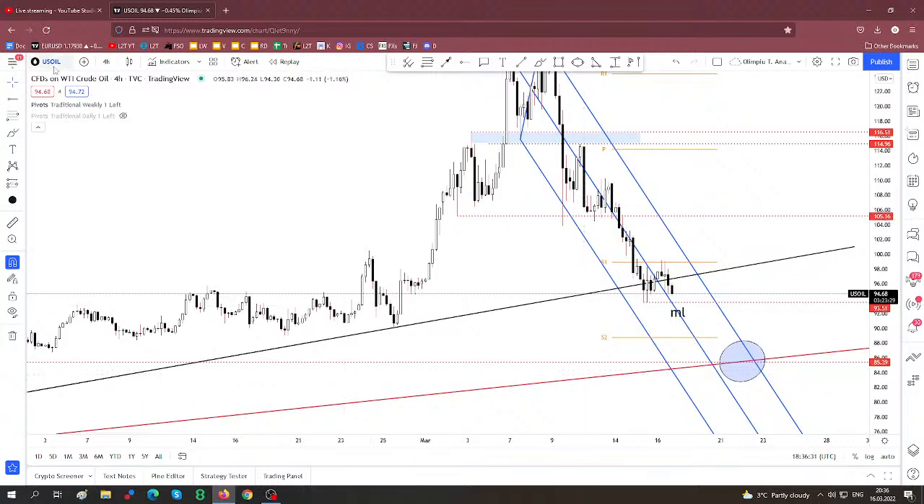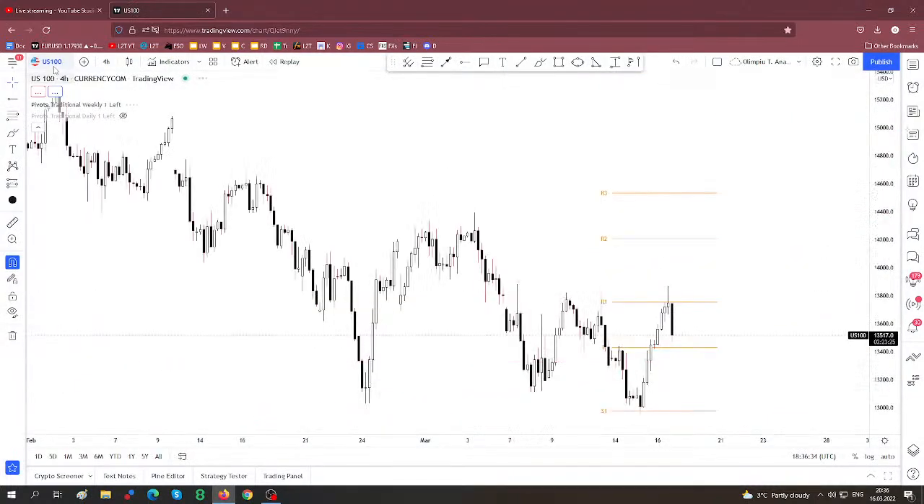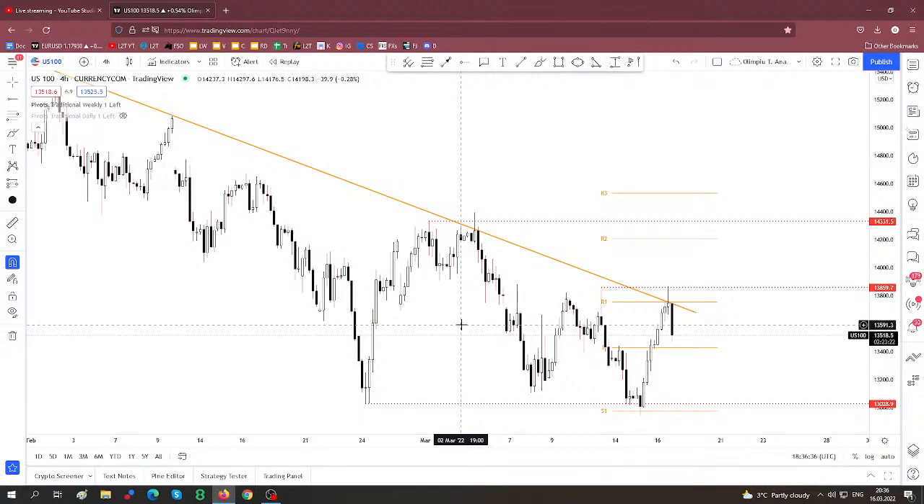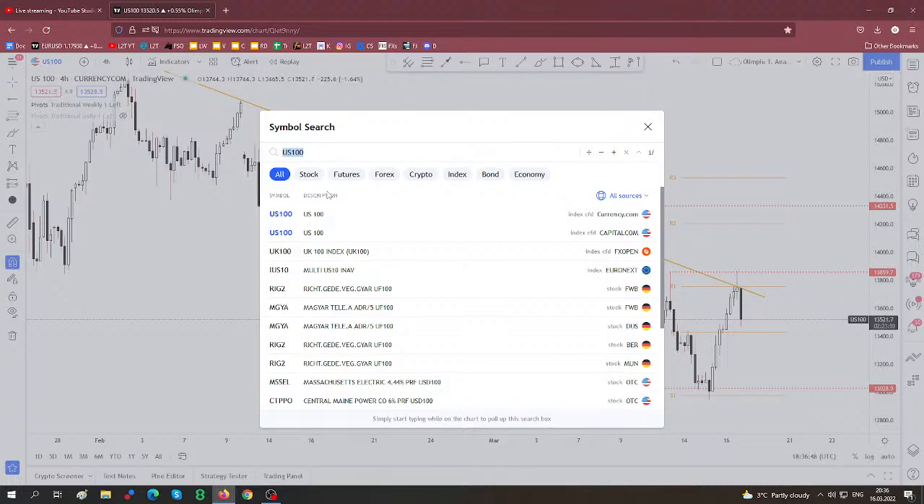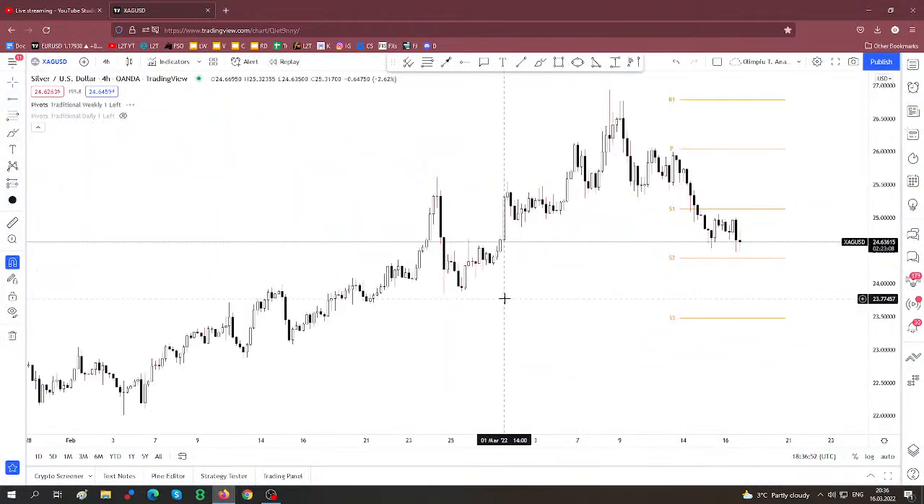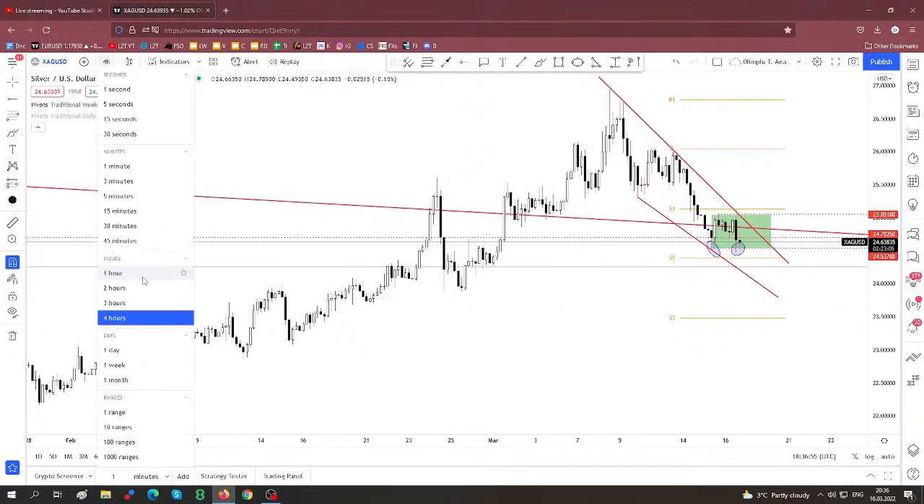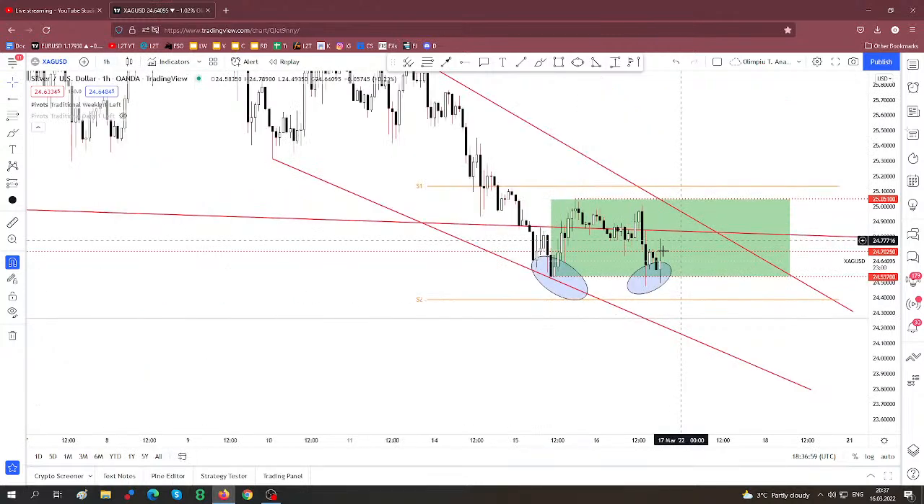Let's take a look also again on US 100, the Nasdaq. Silver again. Yeah, as I've said, something like a range pattern here, sideways movement between 25.51 and 24.537. So yeah, we'll have to wait.